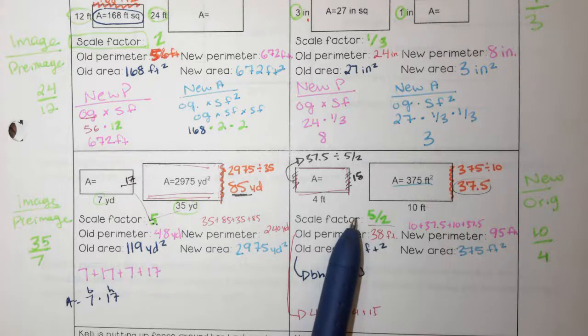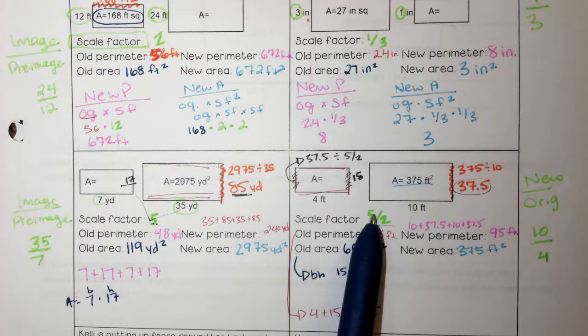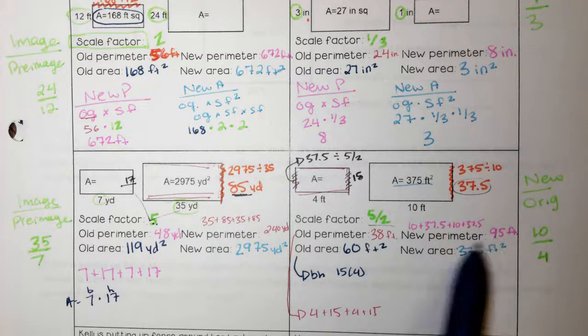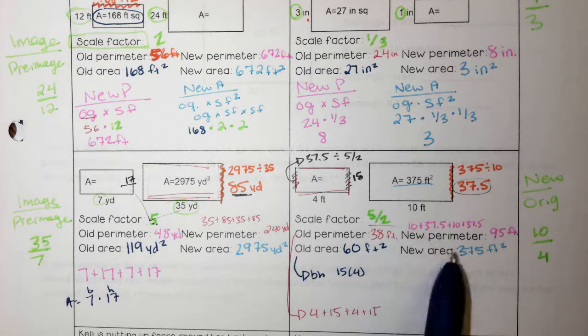Now you could use the scale factor to check here using the trick. The old perimeter times 5 halves would get us 95. The old area, 60 times 5 halves squared, or 60 times 5 halves times 5 halves again, would get us 375.